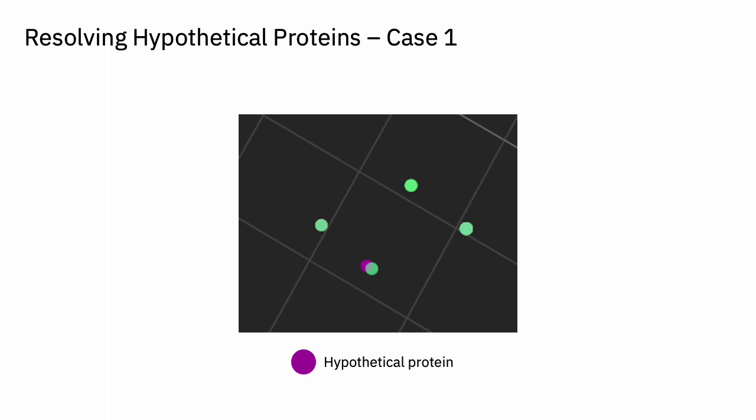This is a great example of what we showed in hypothetical protein characterization, where the surrounding points are uniform in green, and it's easy to classify the hypothetical protein, which is indicated by the purple dot.